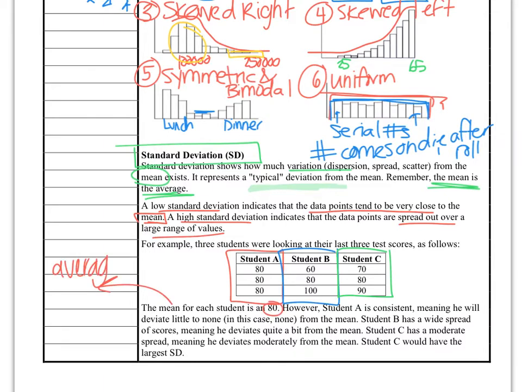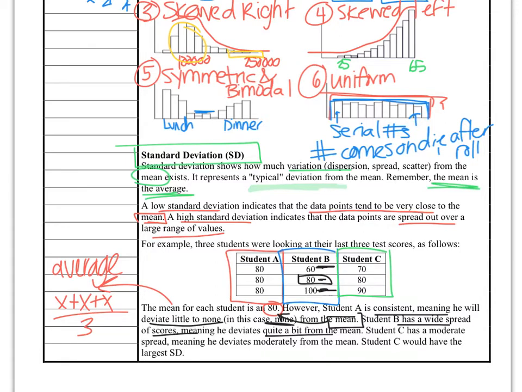And to find the average, you do x plus x plus x over, in this case, 3. So 80 plus 80 plus 80 over 3 gives us 80. 60 plus 80 plus 100 over 3 gives us 80, excuse me. So student A is consistent, meaning he will deviate little to none, in this case none, from the mean, because the mean, again, is 80. Student B has a very wide spread of scores, meaning he deviates quite a bit from the mean. He goes from 60 to 80 to 100. The mean is 80. Happens to be that he got a score of 80 as well, but he is 20 from the mean right here and 20 from the mean right here.